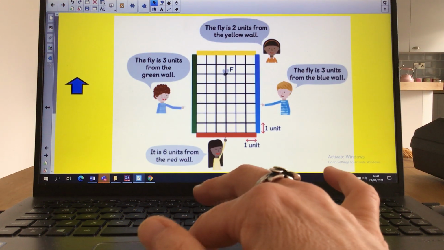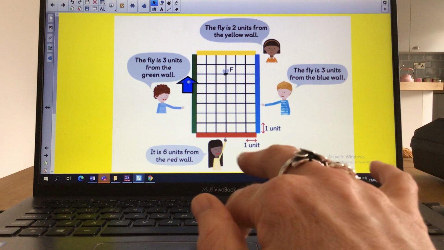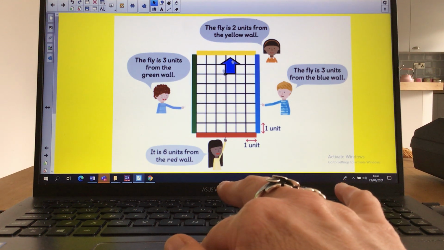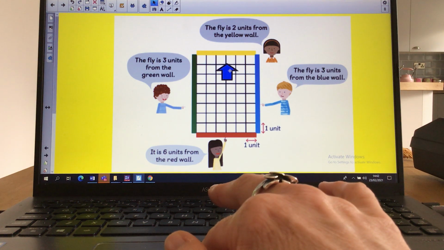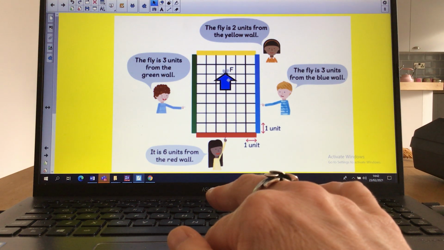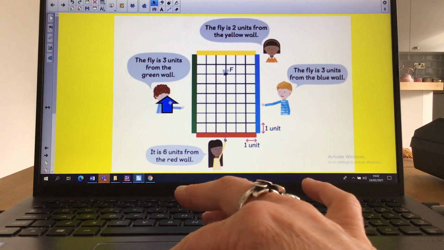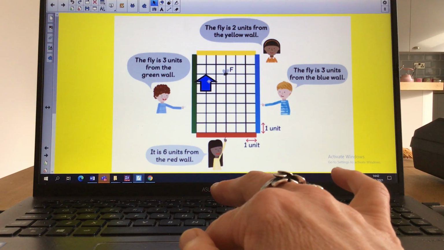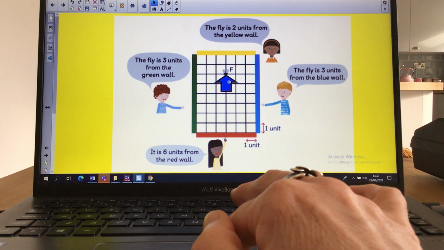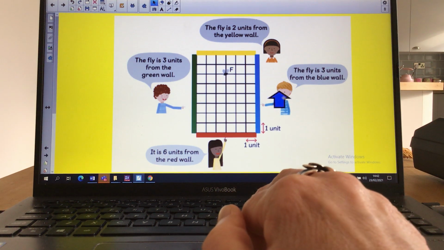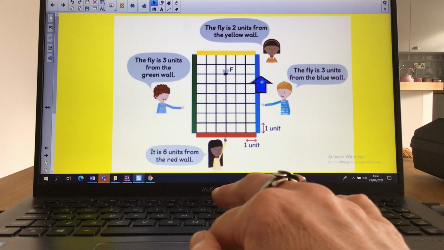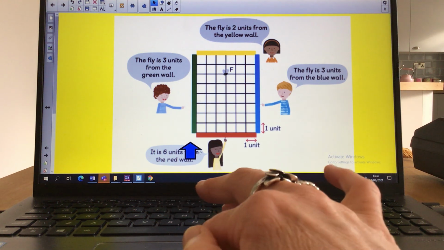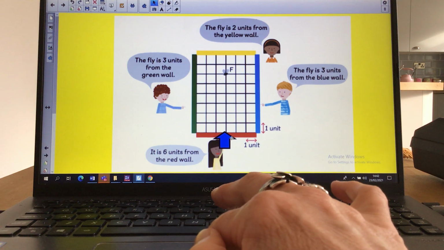Okay, so this little girl is saying that the fly is 2 units from the yellow wall. So she's going to put there 1, 2 units from the yellow wall. This little boy says the fly is 3 units from the green wall. So there's the green wall. 1, 2, 3 units from the green wall. This little boy says 3 units from the blue wall. 1, 2, 3. This little girl says 6 units from the red wall.